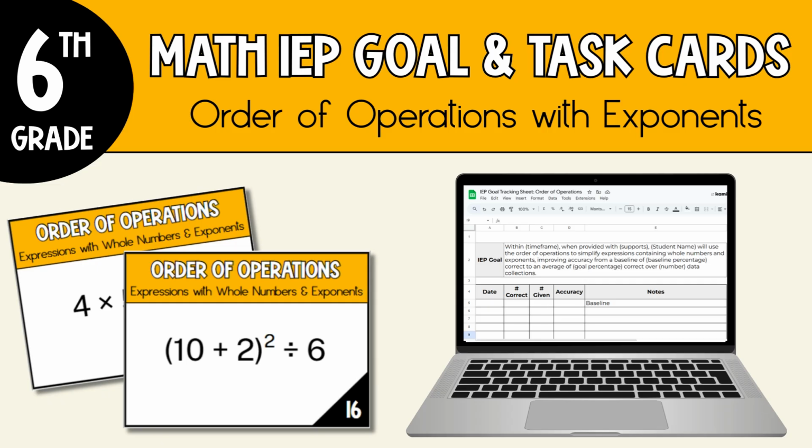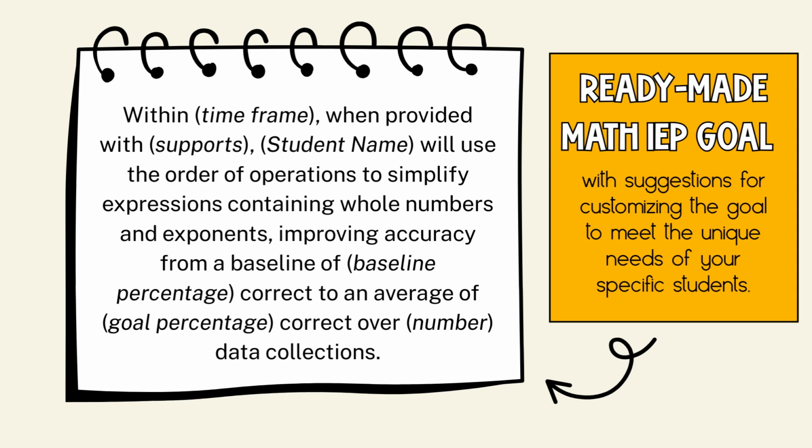Come take a look at one of my IEP goal and task card sets. This set is designed especially for 6th graders who are learning to use the order of operations to simplify expressions. This game-changing resource includes a ready-made IEP goal, along with suggestions for customizing the goal to meet the specific needs of your student.